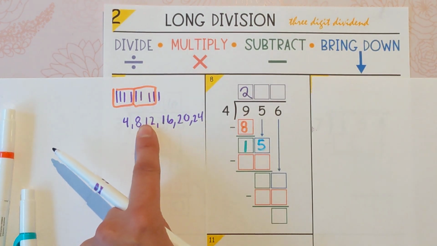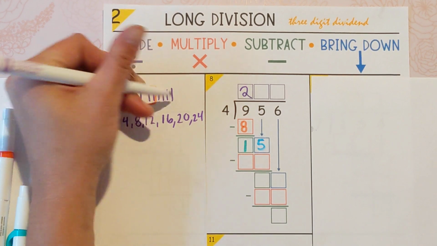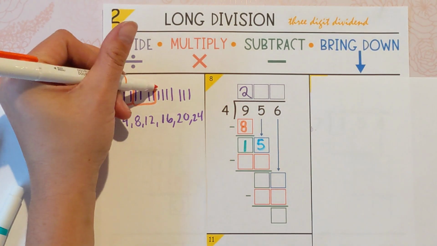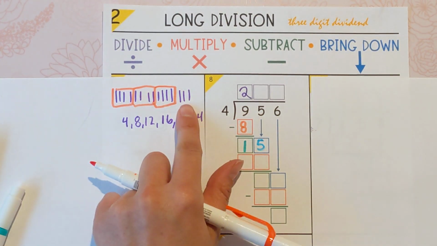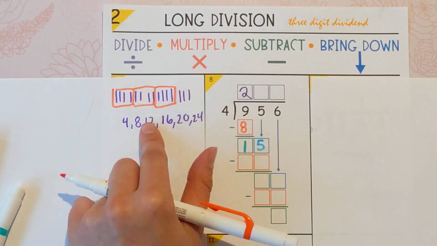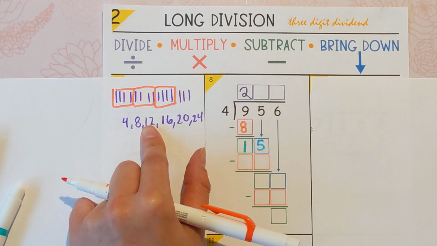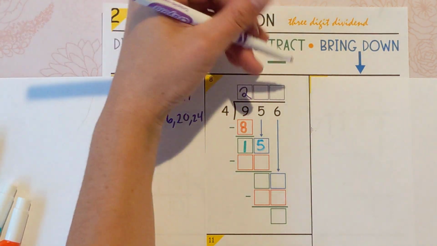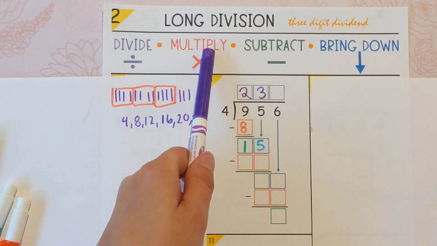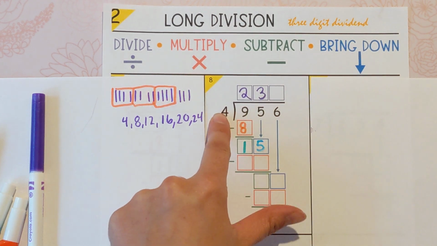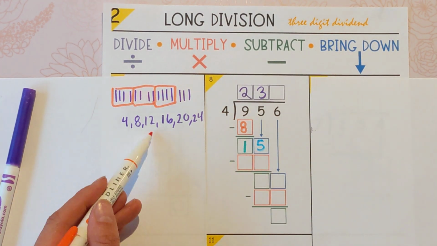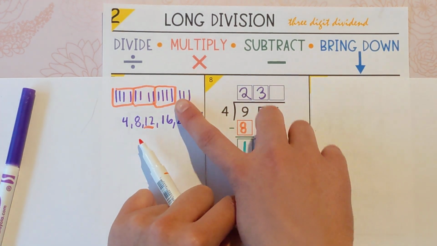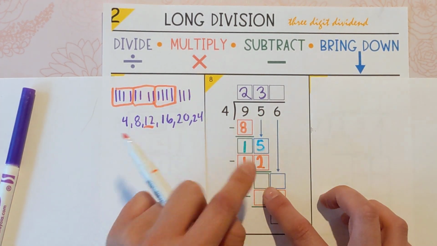And if you drew 15 tick marks, you would have 3 groups and some left over, but that's the closest you can get is 3 groups. So 4 only goes into 15 1, 2, 3 times. Put our 3 up here, and then we're going to multiply it back. So we do 3 times 4, which is 12, because that is the closest we were able to get to 15. Now we're going to subtract so we can get that left over. So 15 minus 12 is 3.